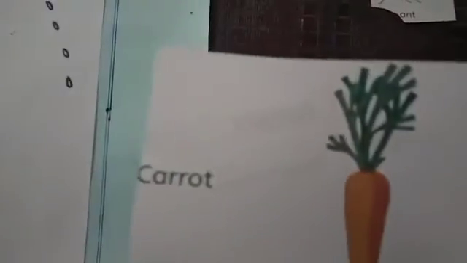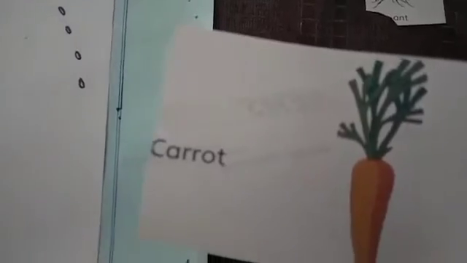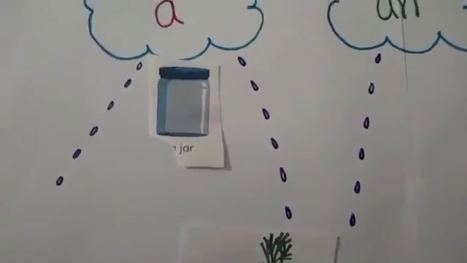Carrot. In front of consonant. What is first letter? C. C is consonant or vowel? Consonant. Then in front of consonants what will come? A. Okay. Next.